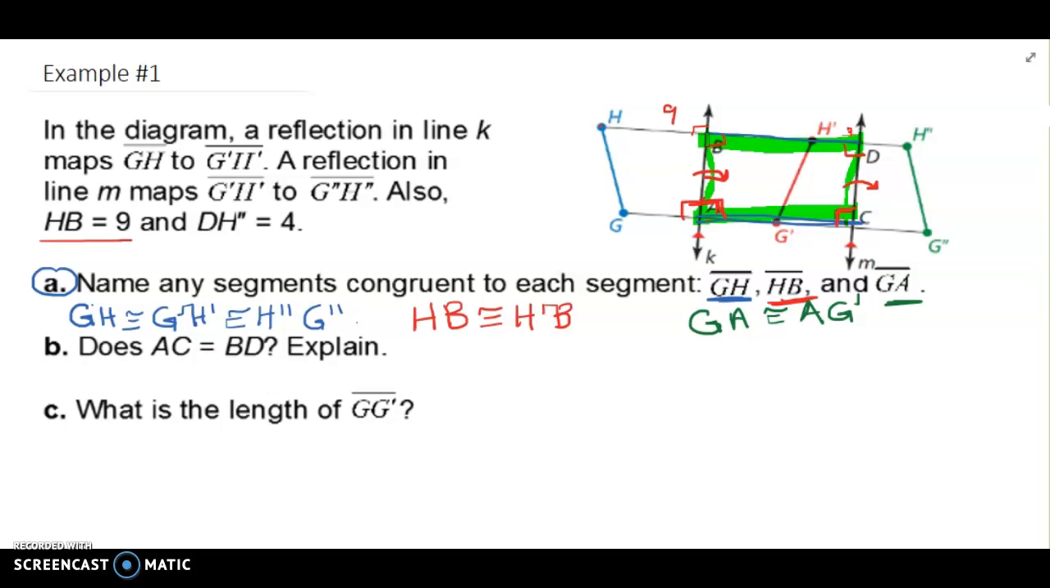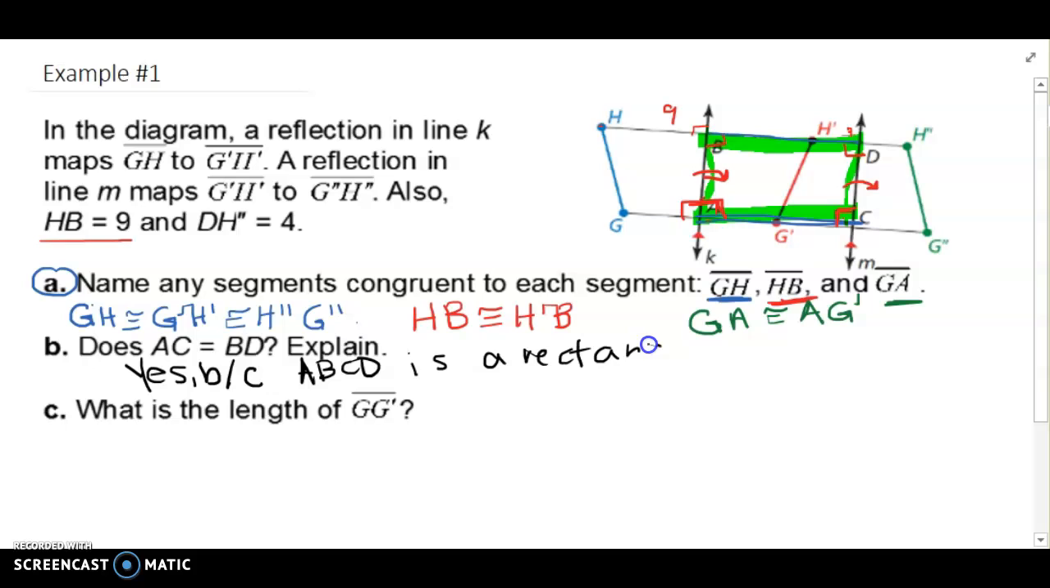By definition, a quadrilateral with 4 right angles is a rectangle, and we know that one property of a rectangle is that opposite sides are congruent or equal. So we can say that AC is equal to BD. So I could say yes, because ABCD is a rectangle because of what I just explained.